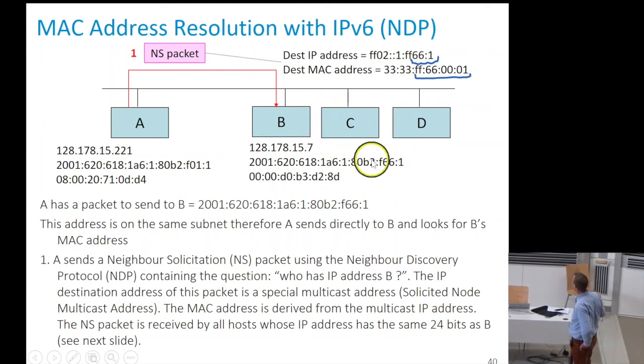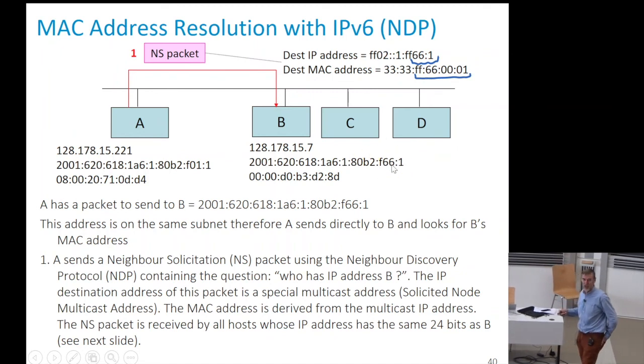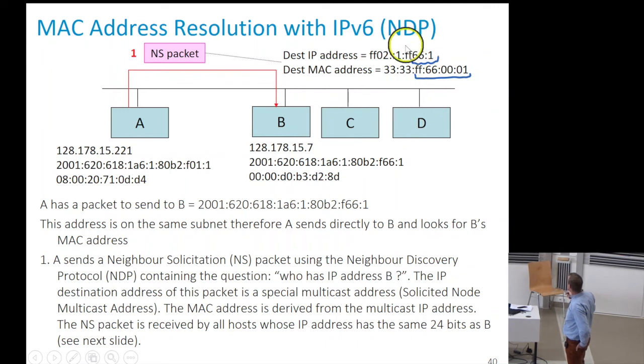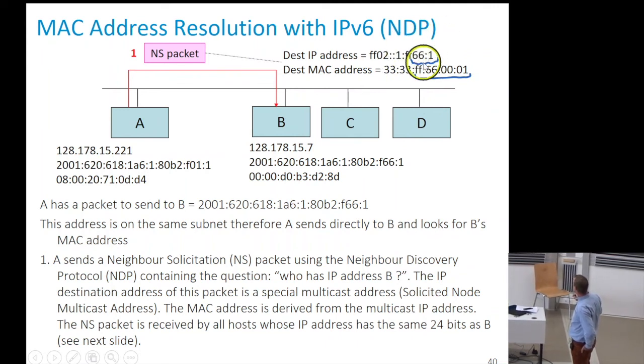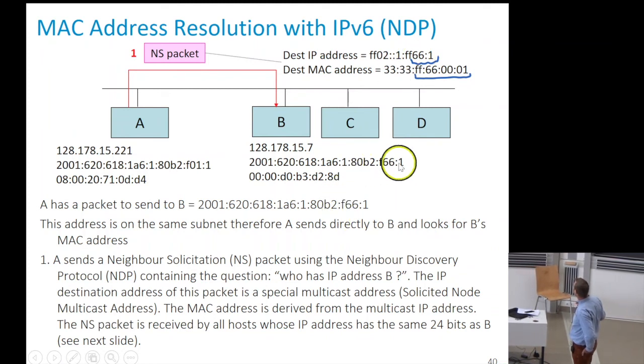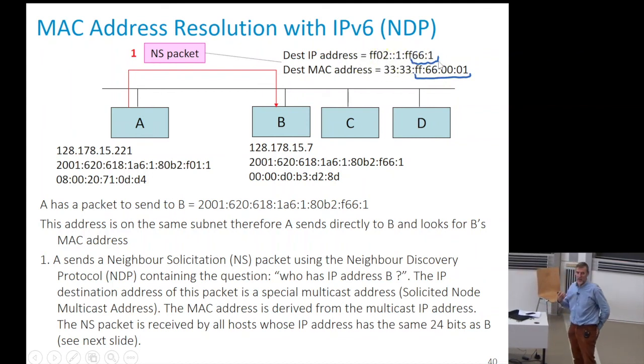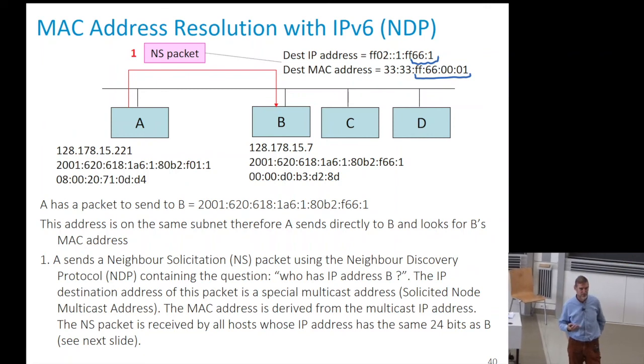This is the end of the IP address. This is the address of B. We know the IP address of B, but we don't know its MAC address. So I construct a multicast group by taking the last 24 bits of this address, not 32. So I take 66 and 001. I add this well-known prefix here, and that gives me a multicast group address.